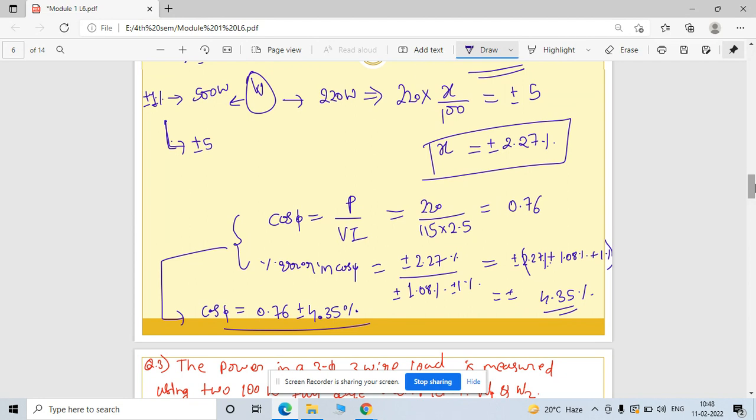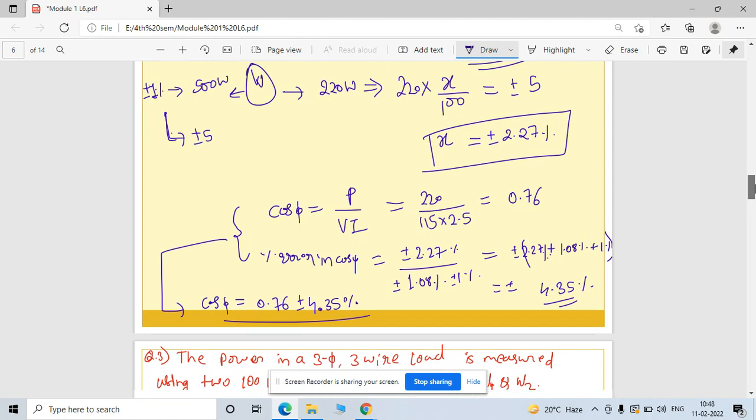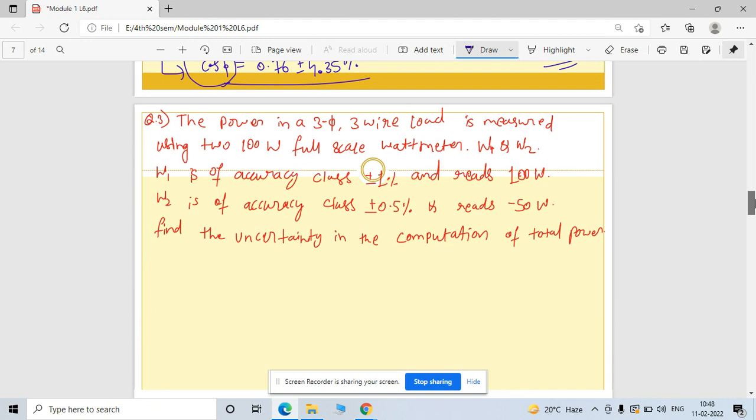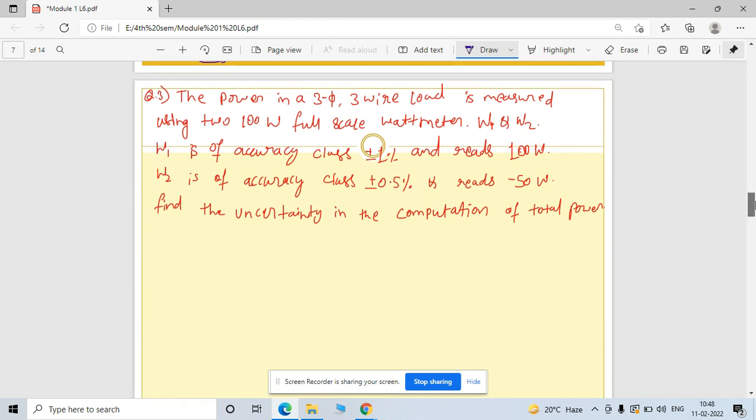ओके, ये आंसर आया कि नहीं आया आपका? Yes guys, you can also convert this percentage value in terms of absolute error. Okay, you can also convert this value in terms of absolute error, and you can specify the range of this cos phi power. Okay, so convert it and find this answer in terms of range. This is the third question.